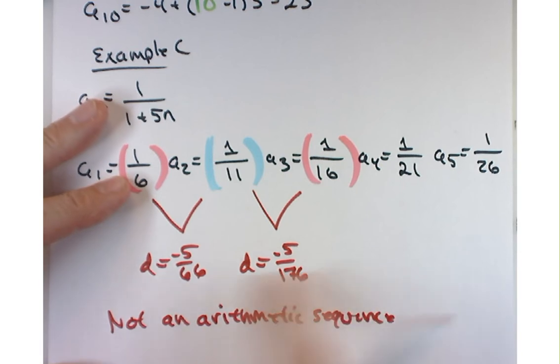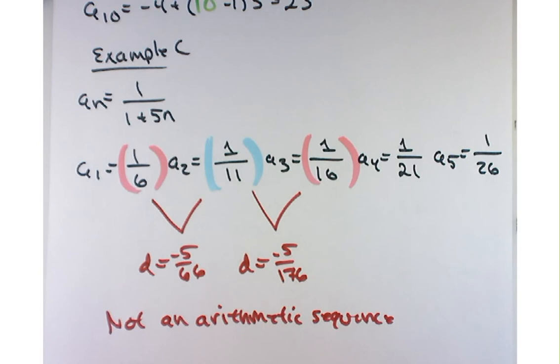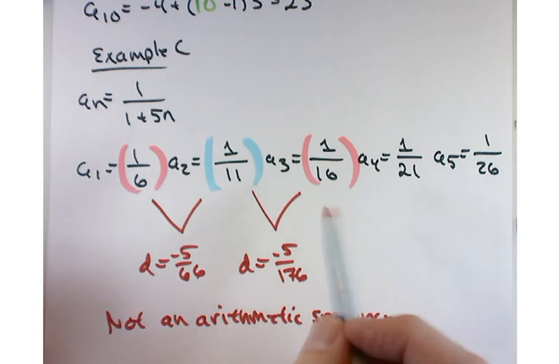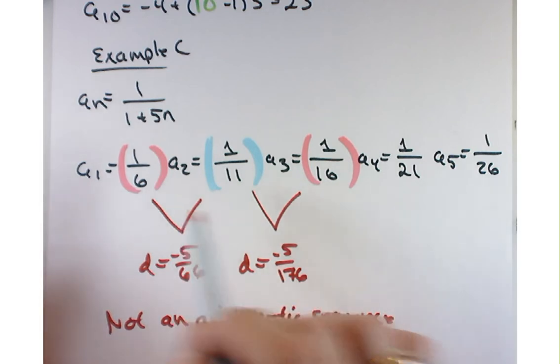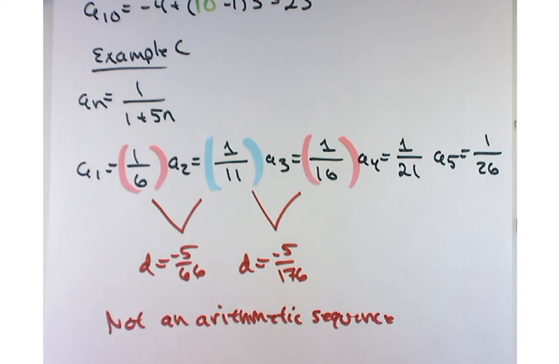It would have to be the same difference, and you don't have to go any farther. Even if they were the same difference after this, it's still not an arithmetic sequence. Nice. Let's keep going. Example D.